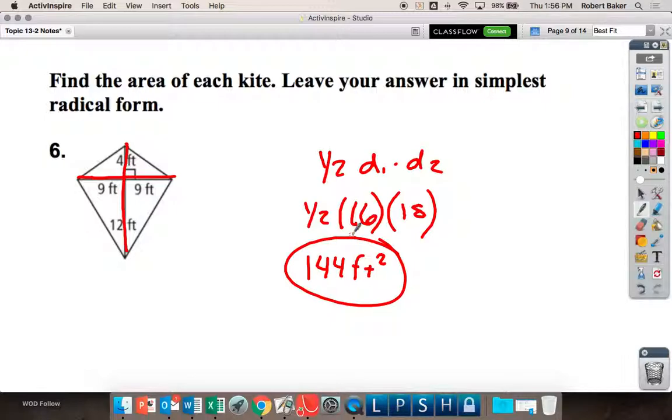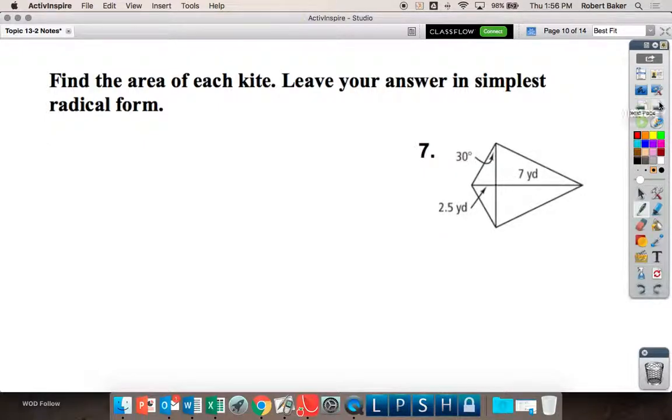Alright, so now I'm going to mix it up. I'm going to throw all the shapes at you at once. I'm going to let you guys figure out what formula to use and how to. Oh, never mind. One more. One more kite.